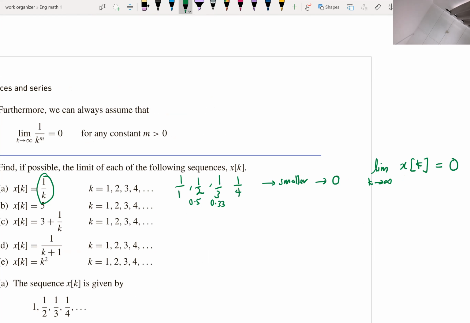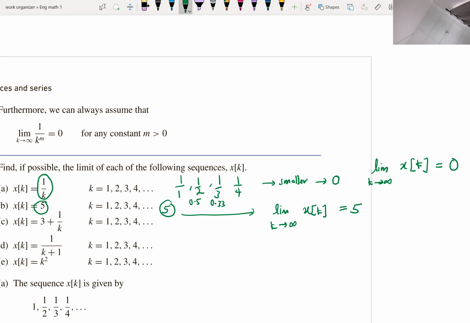Next one, s k is equal to 5, meaning there is no k. So whatever k is, it maintains the value 5. So we can say that the limit of this function s of k, which is 5, as k goes to infinity will be 5, because it is maintained whatever the variable is.